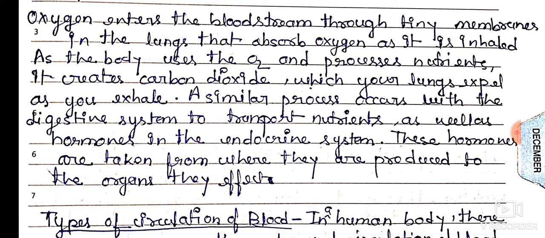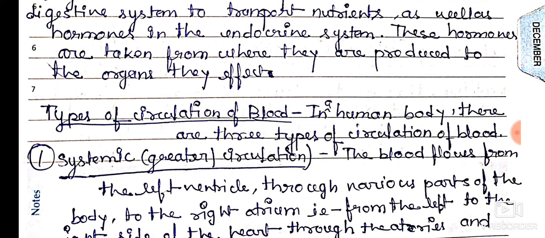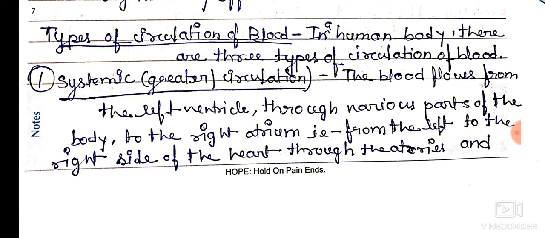A similar process occurs with the digestive system to transport nutrients, as well as hormones in the endocrine system. These hormones are taken from where they are produced to the organ they affect. Types of circulation of blood. In a human body, there are three types of circulation of blood.